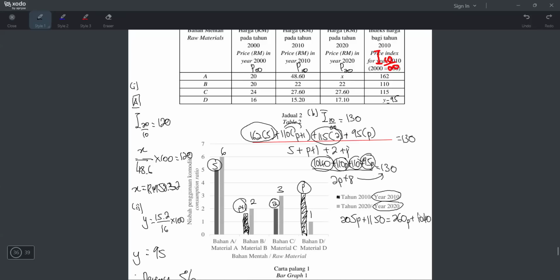Okay. You can use your calculator to help you. Okay, now it's time to find P. So P dengan P boleh buat, but they are not on the same side. So let's make it same side. So I'll pindah the 205 ke sana. Saya pindah macam ni sebab saya nak P dia positif.